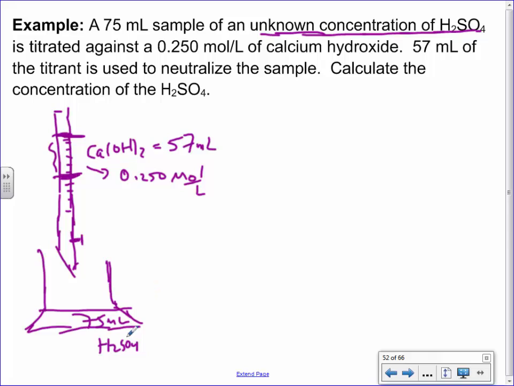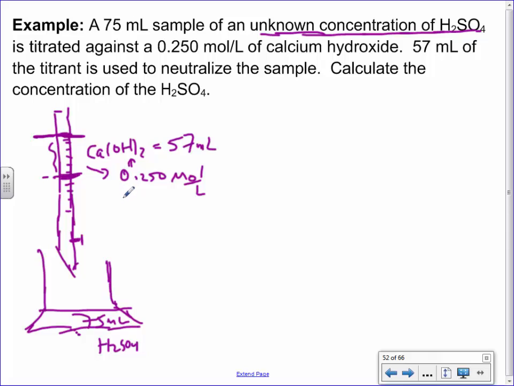How would we know the volume of acid in the bottom here? How do we know that it's 75 milliliters? It sounds kind of silly to say, but we measured it and put it there, right? We used a measuring tool. How are we going to know that 57 milliliters of calcium hydroxide is used? Well, because that's how much volume it's going to take from the top to the bottom for this thing down here to turn pink. How are we going to know for sure that this was 0.250 moles per liter of calcium hydroxide?